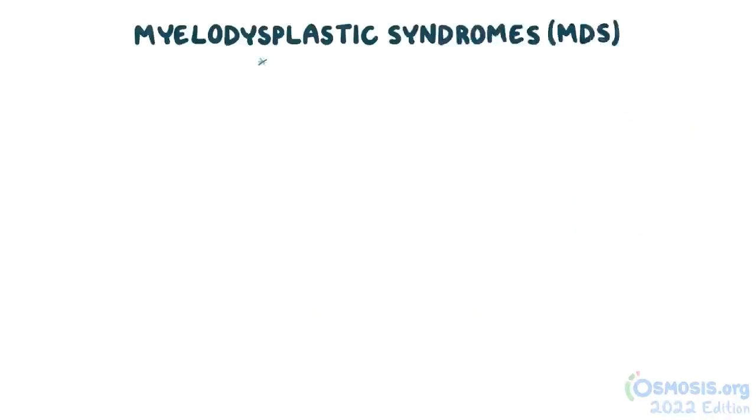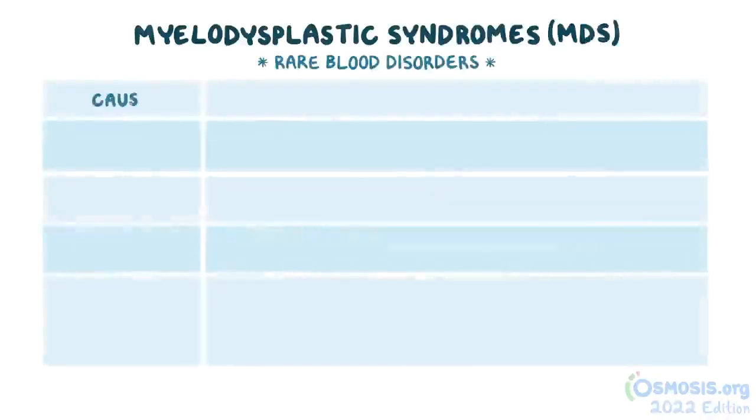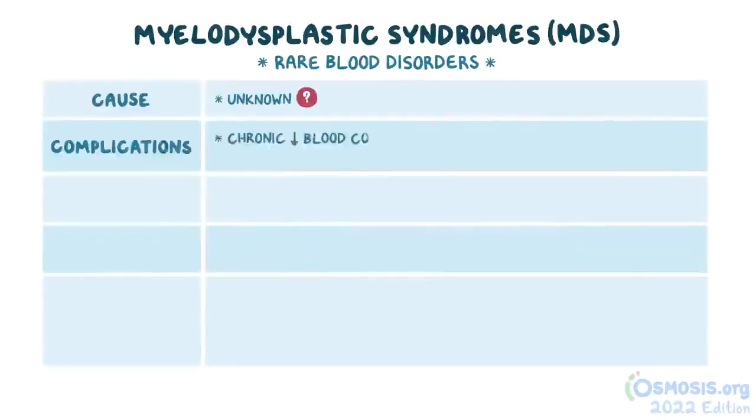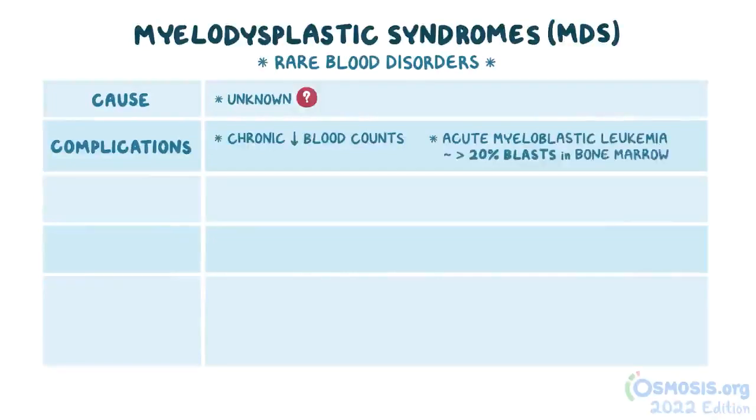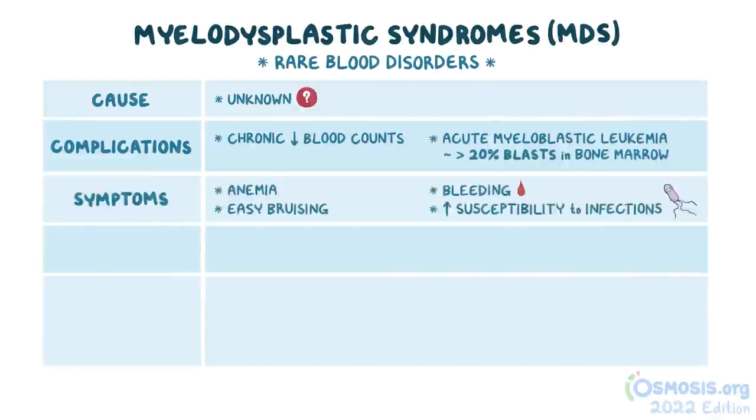All right, as a quick recap, myelodysplastic syndromes, or MDS, are a group of rare blood disorders where blood cells don't mature properly in the bone marrow. In most cases, the cause is unknown. Complications of MDS are either chronic low blood counts or the potential to develop acute myeloblastic leukemia when there are more than 20% blasts in the bone marrow. MDS is associated with symptoms of anemia, easy bruising, bleeding, and increased susceptibility to infections.